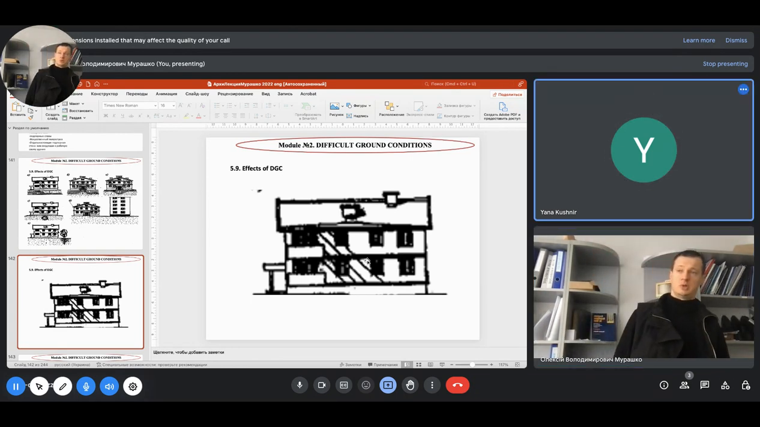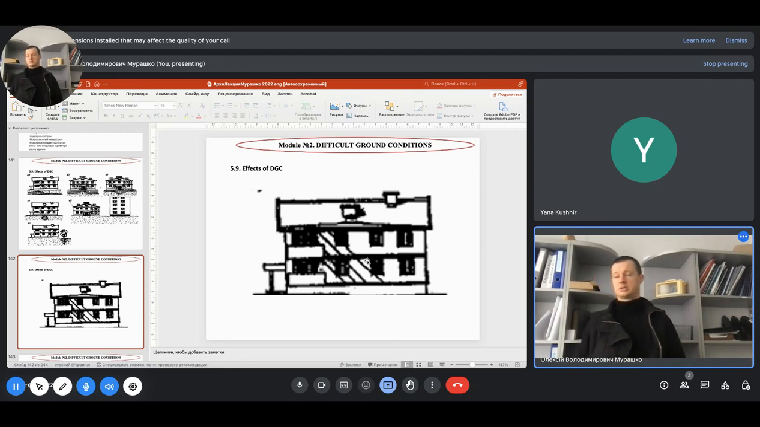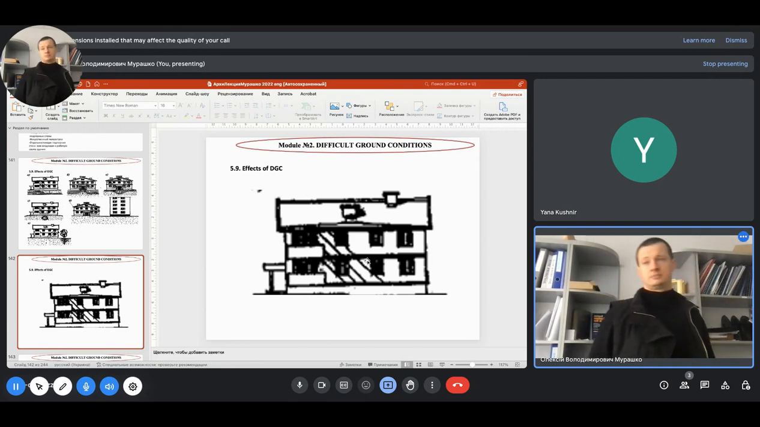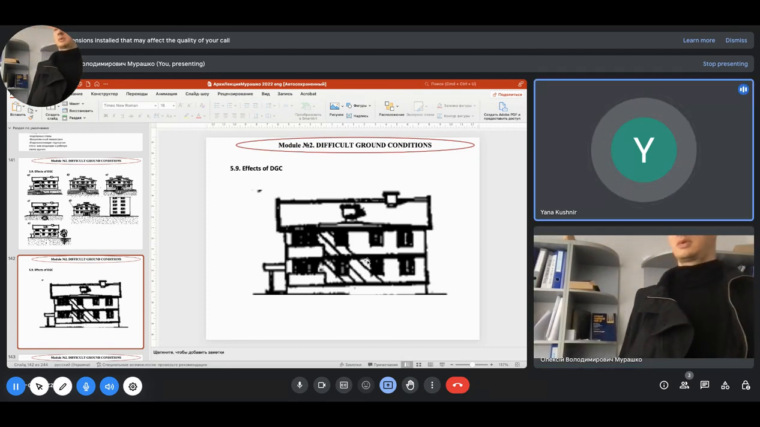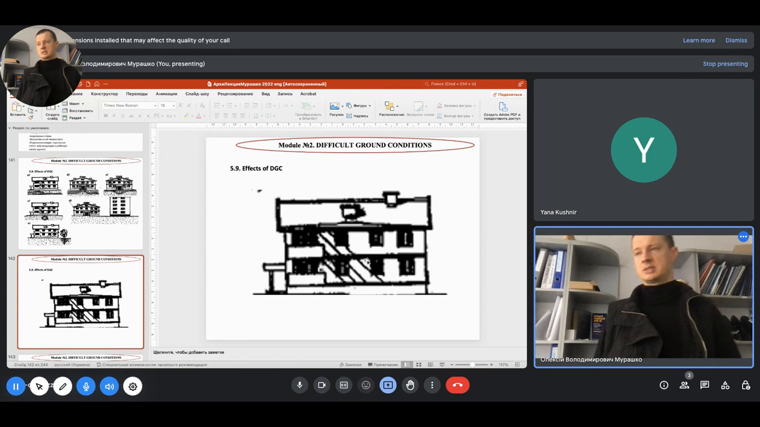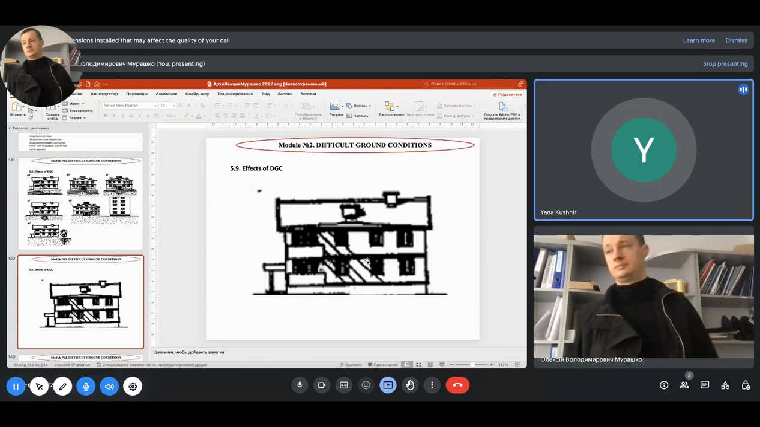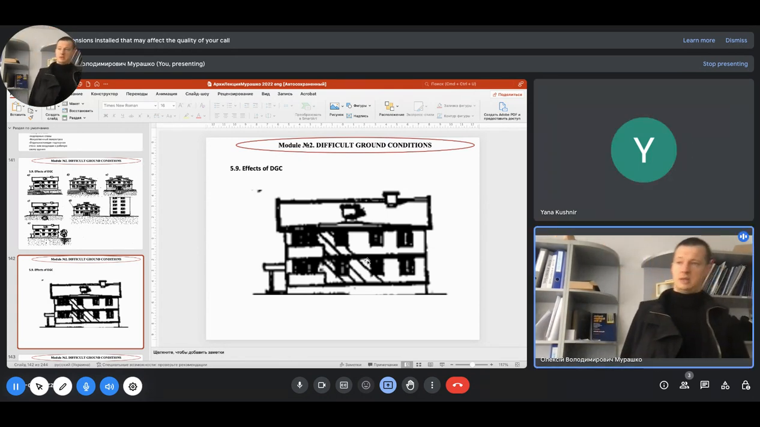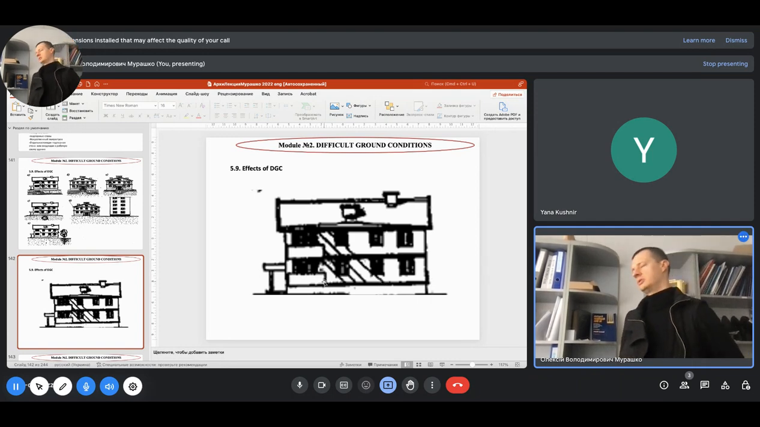Subsiding soils. Yes, subsiding soil. Next, undermined areas. Undermined areas also can be located under part of the building. Next, landslides. Maybe if we have a landslide over here, it can lead to such cracks also.